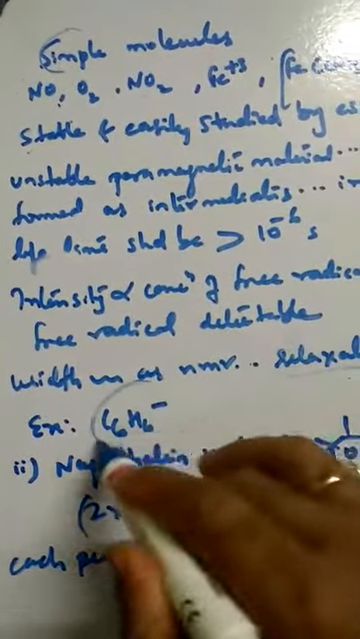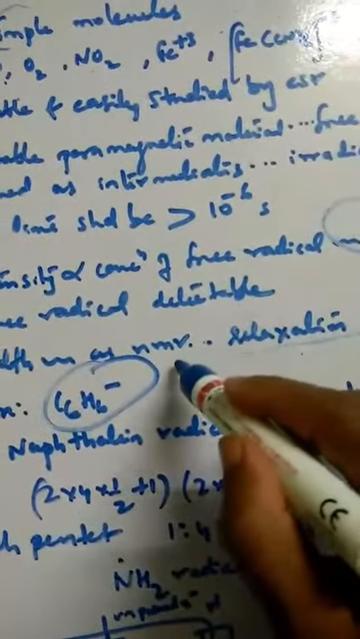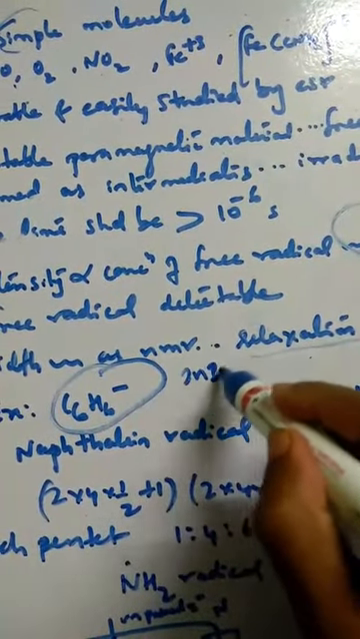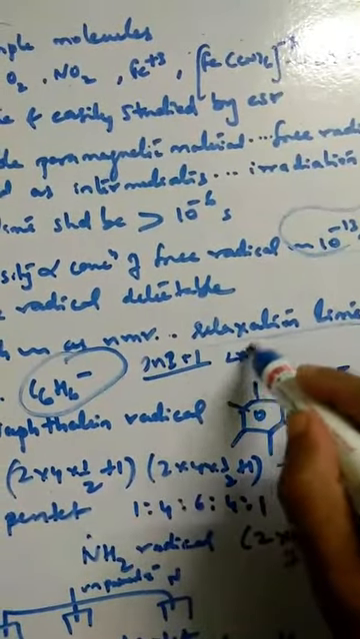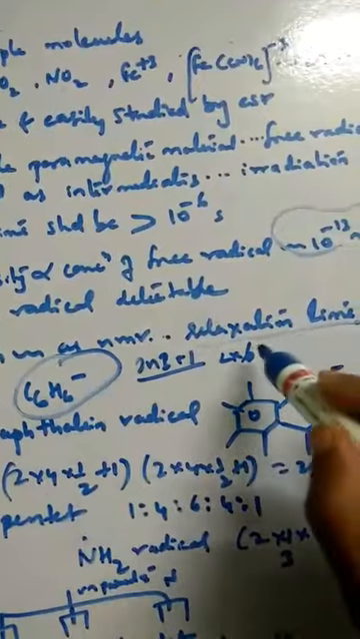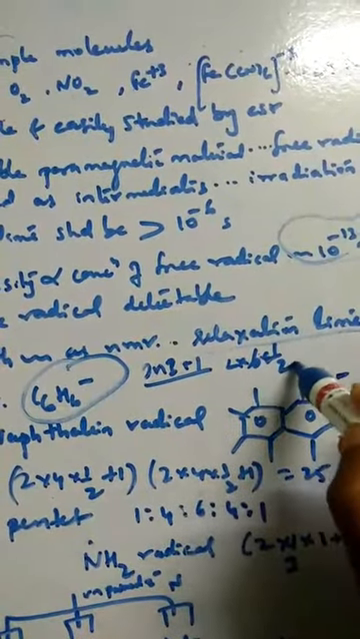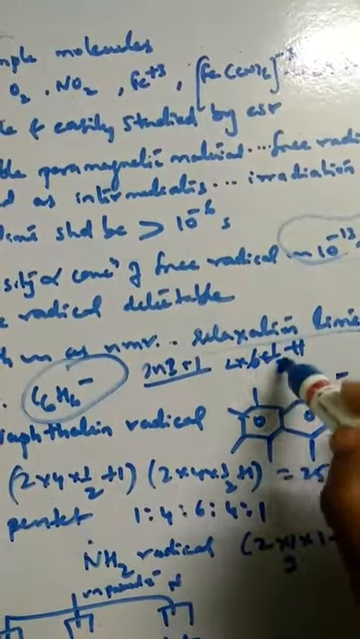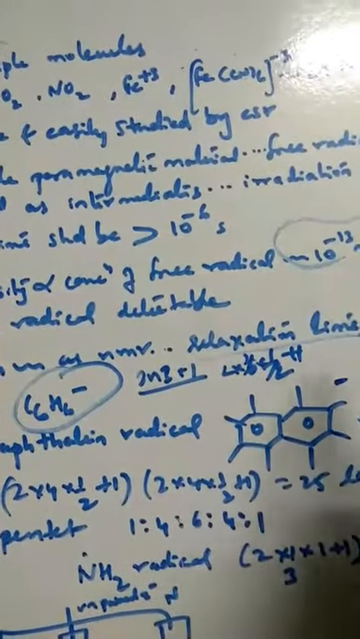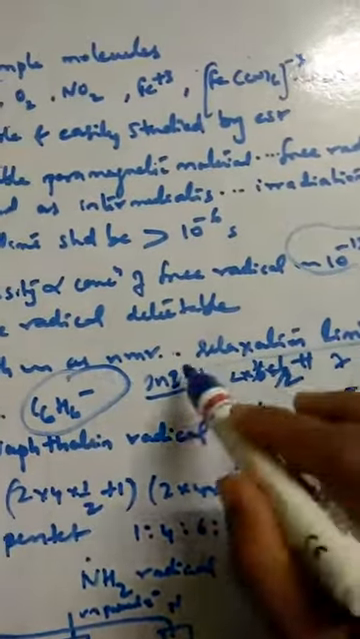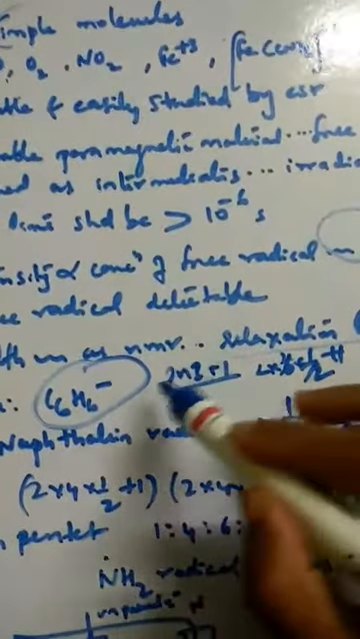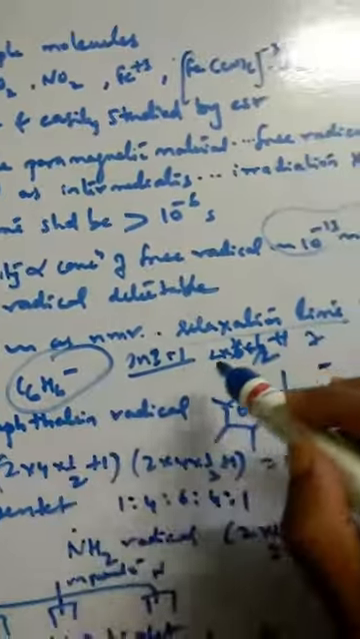Then in the last video we saw the benzene anion radical. How many lines is it going to show? With the help of the 2nI plus 1 formula we learned in the last video, that is 2 into 6 equivalent protons, into half, since the I value for proton is half, plus 1. So totally 7 lines we observe for this benzene anion radical.